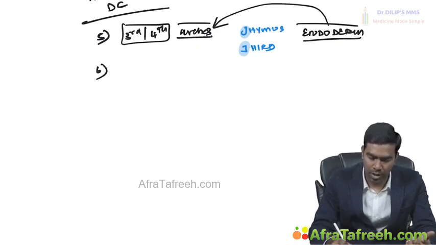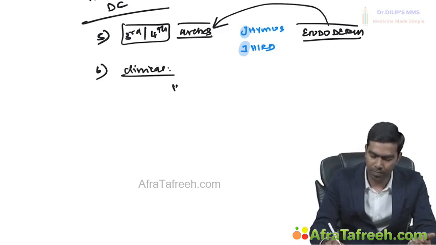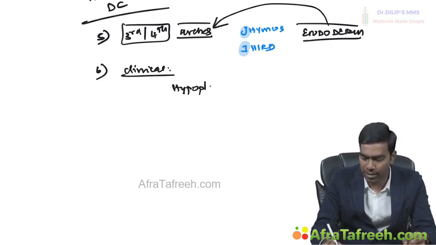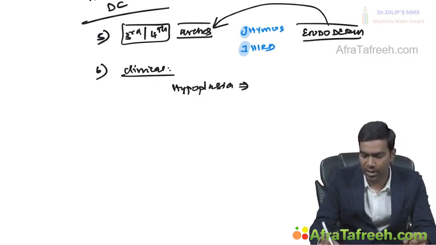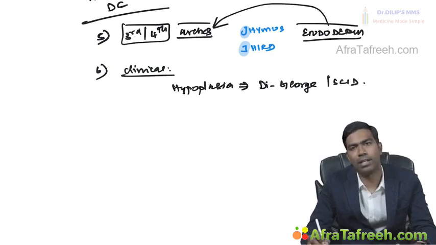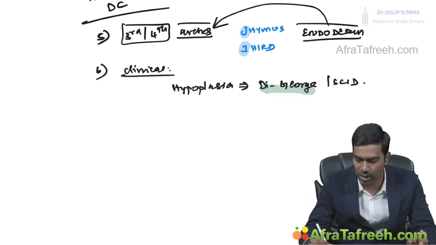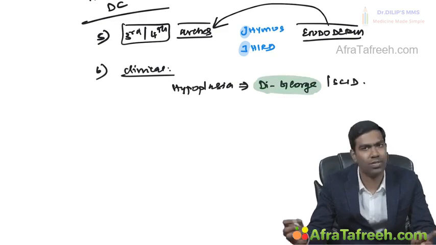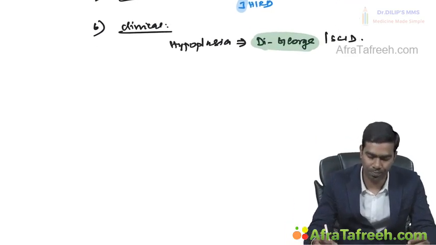Then sixth one, we'll see about the clinical significance, applied aspects of the thymus. Number one, rarely see thymic hypoplasia. Thymic hypoplasia or aplasia is a very common feature of DiGeorge syndrome, and second you can remember as SCID, severe combined immunodeficiency. But very common in exam, they will expect DiGeorge syndrome only, which you'll see in the immunodeficiency video.